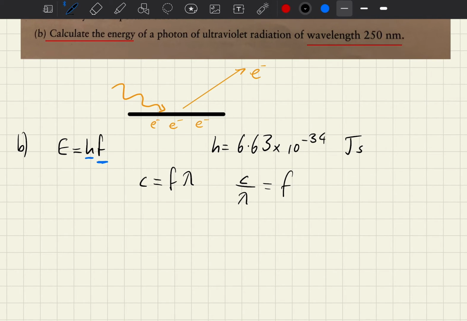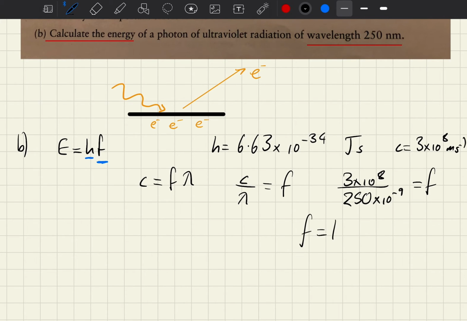So we know that the speed of light, which is c, is equal to 3 times 10 to the 8 meters per second. So if I do 3 times 10 to the 8 divided by 250 nanometers, and nanometers is times 10 to the minus 9 meters, then I'll find the frequency. Let me just plug that into my calculator. So 3 times 10 to the 8 divided by 250 times 10 to the minus 9. So our frequency here is going to be equal to 1.2 times 10 to the 15. And that is hertz, or seconds to the minus 1.